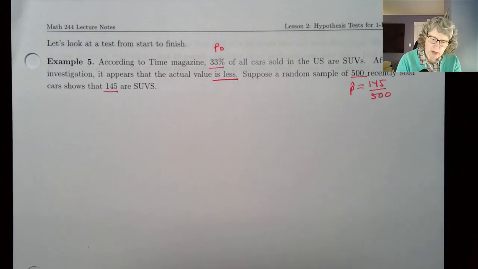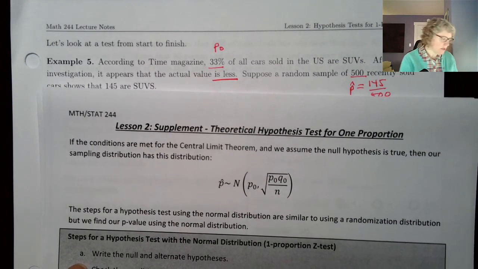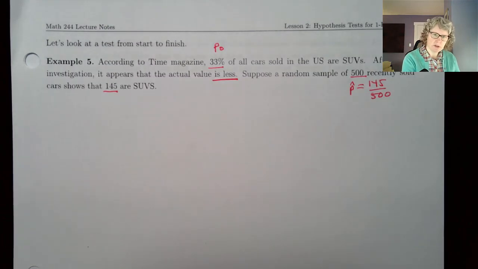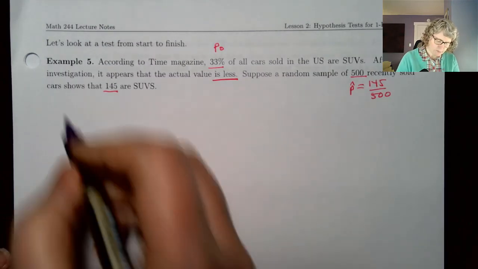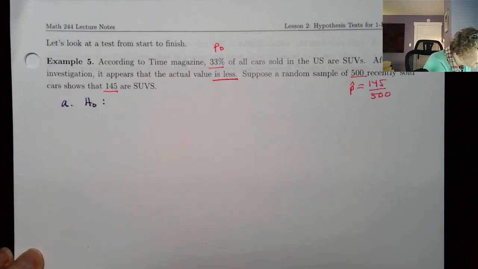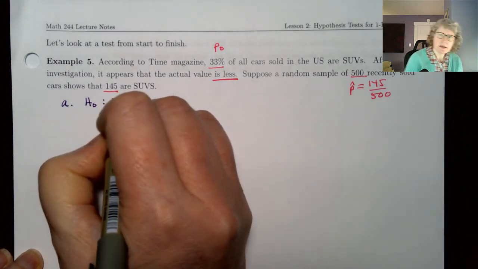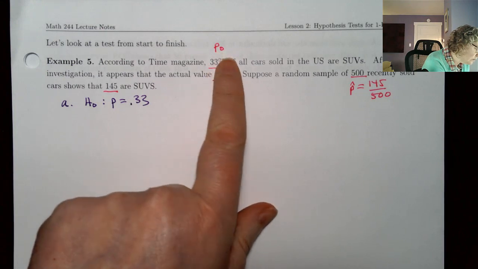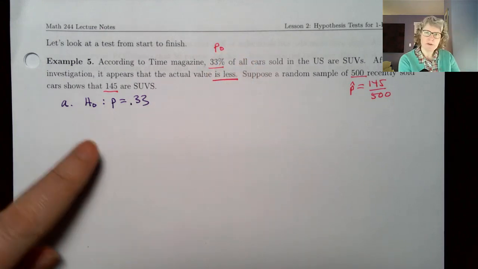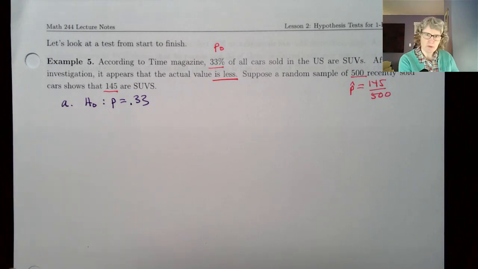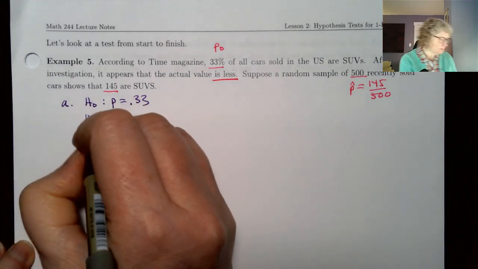Okay, so I'm going to keep my steps handy right here. First thing we're going to do is write the null and alternate hypotheses. So letter A. Our null, H naught colon, is p is equal to 0.33. And that's called the null value. That's why we write p0 for that, because it goes with H0. So the 0.33 is also called p0.